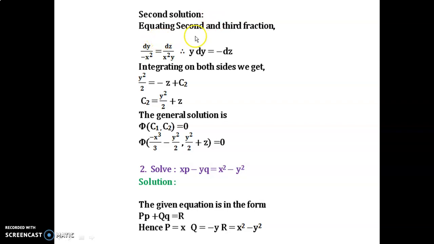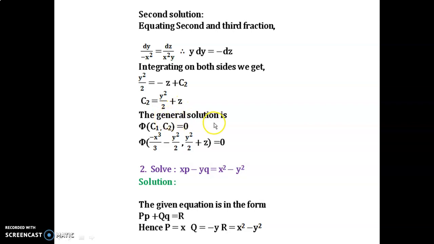Now, second solution, equating second and third fraction. Considering second and third, we get this x square will get cancelled, y dy equal to minus dz. So, integrating on both sides, we get y square by 2 equal to minus, integration of 1 with respect to z is z plus c2. So c2 equal to y square by 2 plus z.